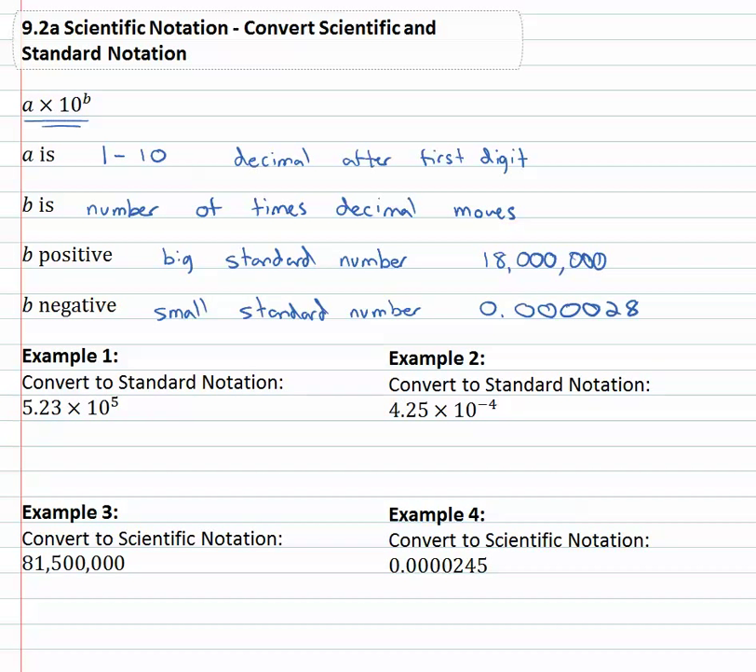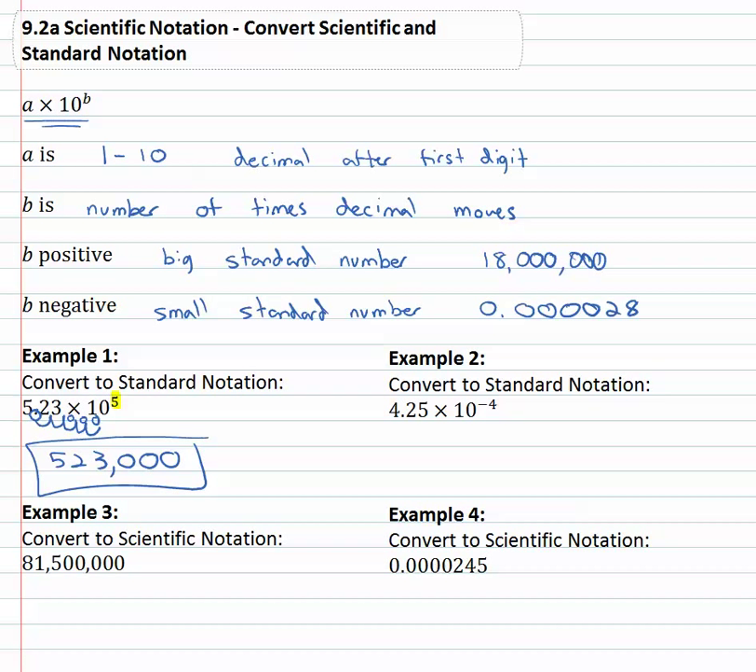So, when we look at something like 5.23 times 10 to the 5th, the exponent of 5 tells us we need to move the decimal 5 times. We also notice that because the 5 is positive, our final result should be a big number. So, as we move that decimal point 5 times, we'll make the number bigger by moving to the right 1, 2, 3, 4, 5 times. In those extra spaces, we'll stick some zeros and we get 5, 2, 3 with 3 zeros at the end, or 523,000.